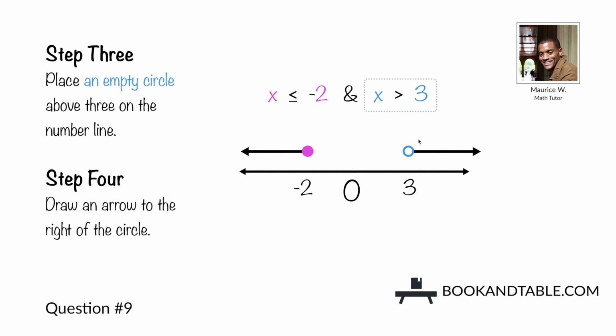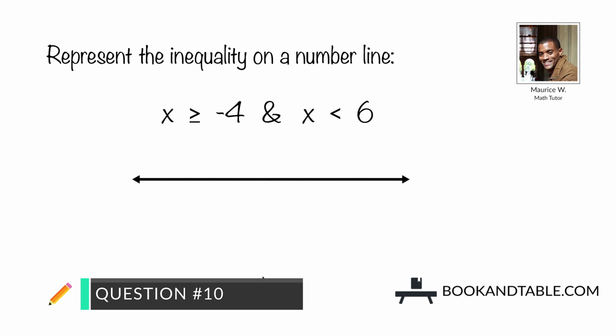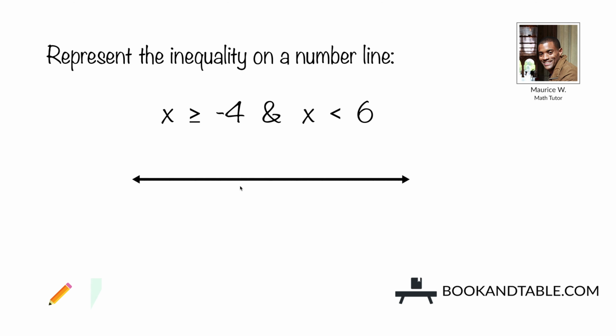Step 3, we place an empty circle above 3 on the number line. And step 4, we draw an arrow to the right of the circle since it is greater than. So this would be the answer to question number 9. Let's take a look at question number 10. Represent the inequality on a number line. X is greater than or equal to -4, and x is less than 6.